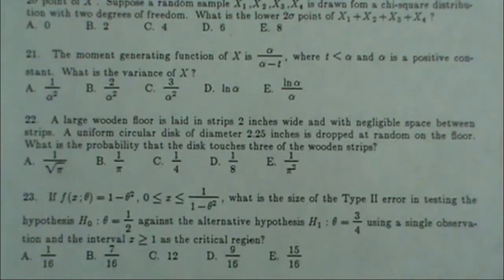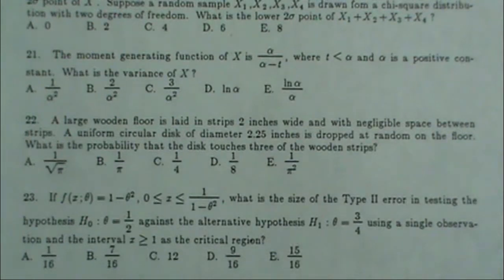Problem 22. A large wooden floor is laid in strips 2 inches wide and with a negligible space between the strips. A uniform circular disc of diameter 2.25 inches is dropped at random on the floor. What is the probability that the disc touches 3 of the wooden strips?